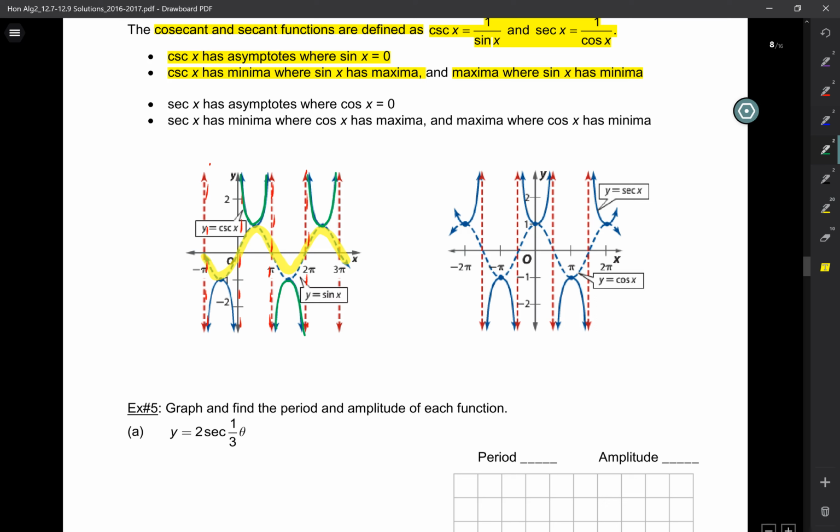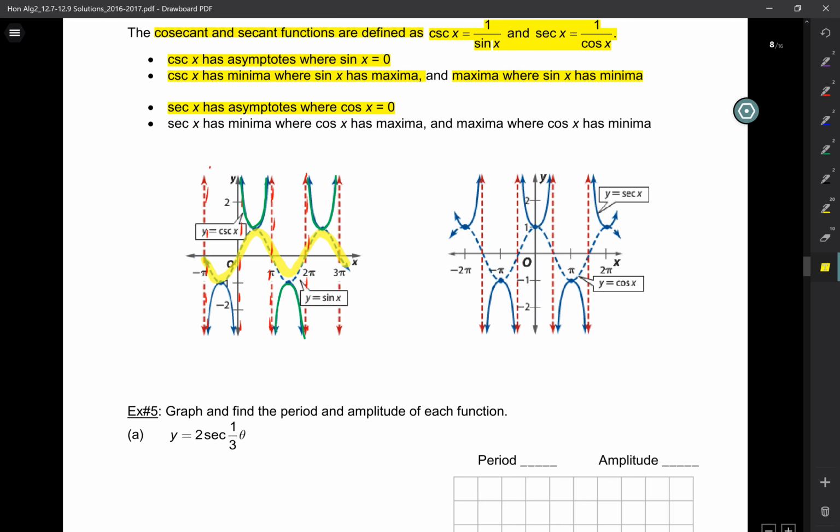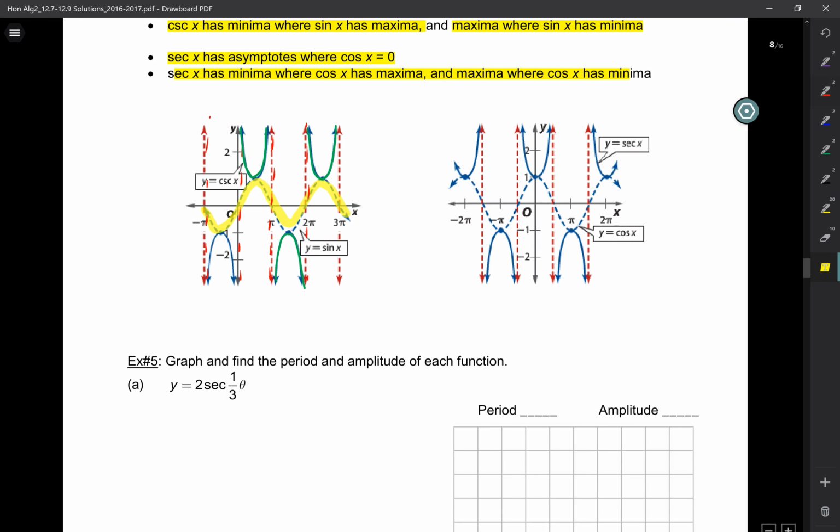Okay? Makes sense? It's kind of pretty. All right? Now, secant is the same thing but with the cosine. So it has asymptotes where cosine is 0 and minima and maxima opposite to the cosine. So what we do is you draw the cosine, okay? You put asymptotes where the cosine is 0, and then you draw your secant.